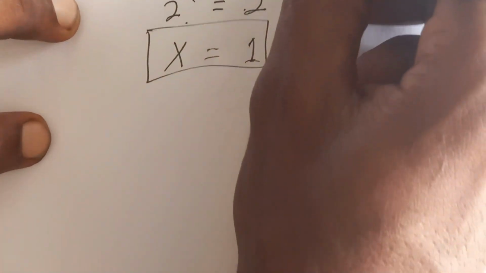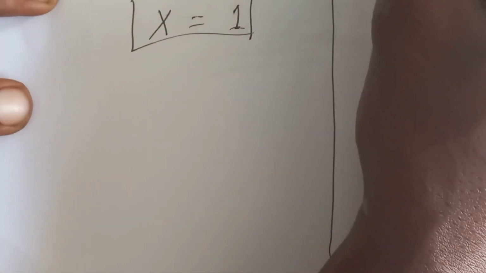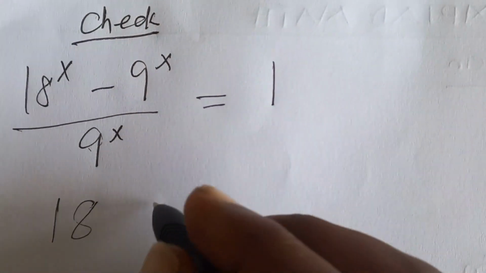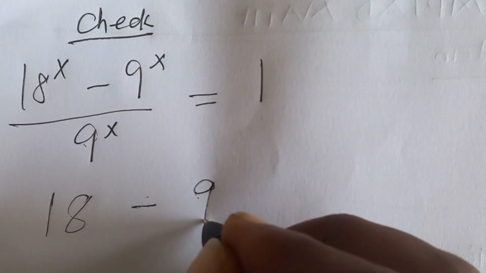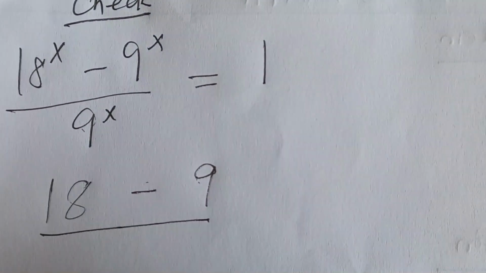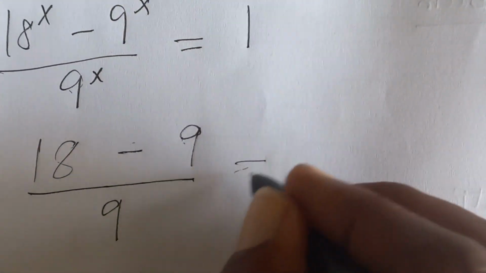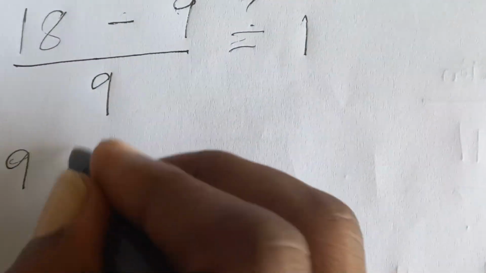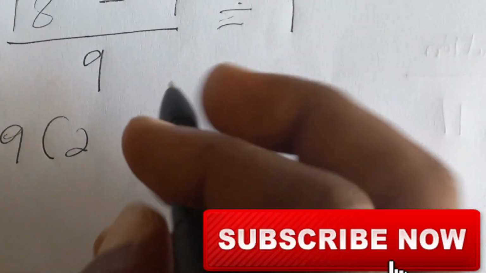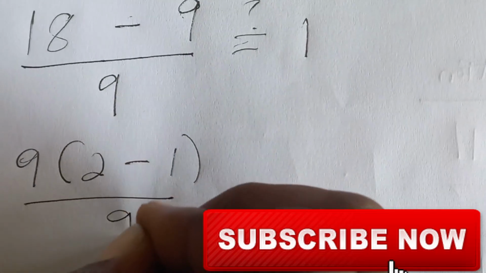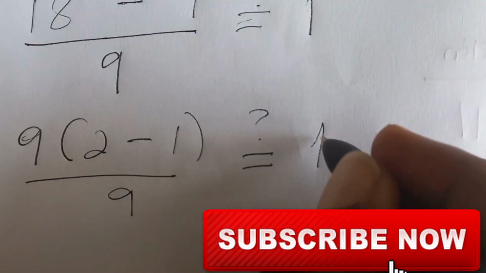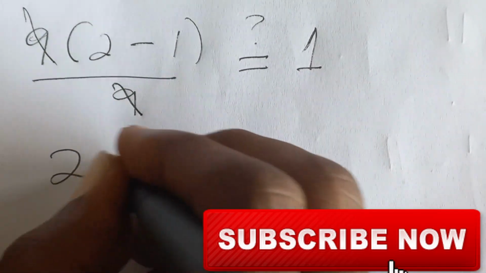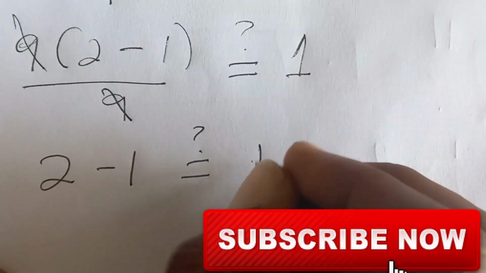Now let's check to see if indeed x is equal to 1. So 18^1 is the same as 18, minus 9^1 is the same as 9, all over 9^1 is the same as 9. It should be equal to 1. Now we can take 9 out into a bracket: 9 times 2 is 18, minus 1, all over 9, which should be equal to 1. So 9 will cancel 9, leaving 2 minus 1, which should be equal to 1.